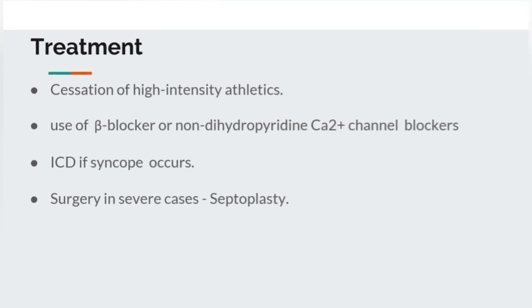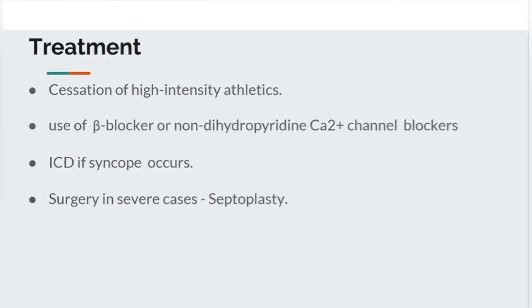If the patient experiences the symptom of syncope, then an ICD is given to them. ICD is an implantable cardioverter defibrillator, and this helps to reduce the risk of a ventricular arrhythmia. In severe cases, septoplasty is also done, where some of the septum is removed to relieve the obstruction caused by hypertrophic obstructive cardiomyopathy.